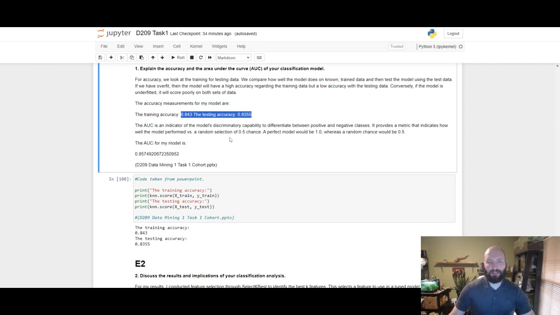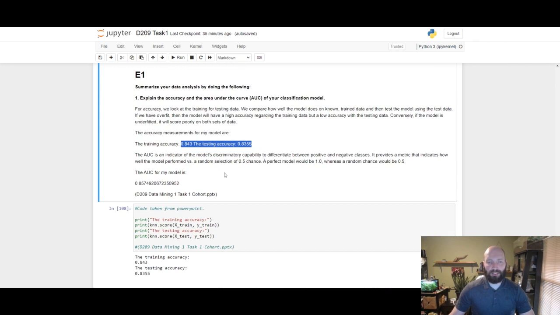The AUC is an indicator of the model's discriminatory capability to differentiate between positive and negative classes, and it provides a metric that indicates how well the model performed versus a random selection of 0.5 chance. A perfect model would be a 1, whereas random chance would be 0.5. So in our case, it's 85, make it 86%. So it is only 36% better than random chance or random choice. And that's what the AUC does: it plots your model against random chance and tells you how well your model is doing compared to something completely random.